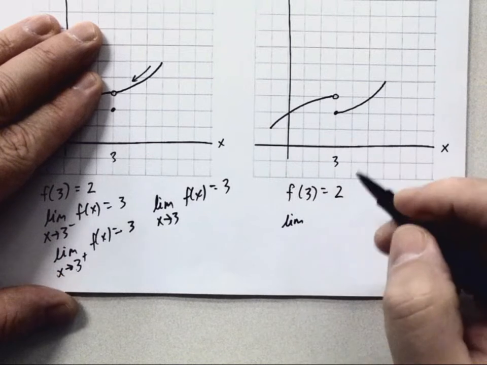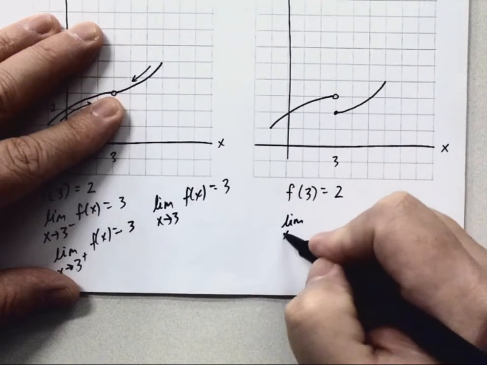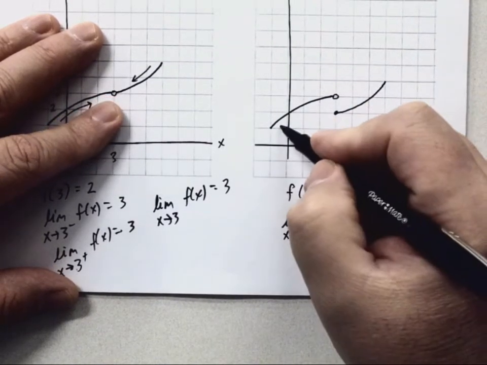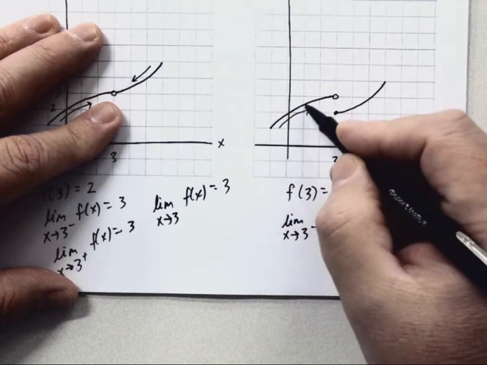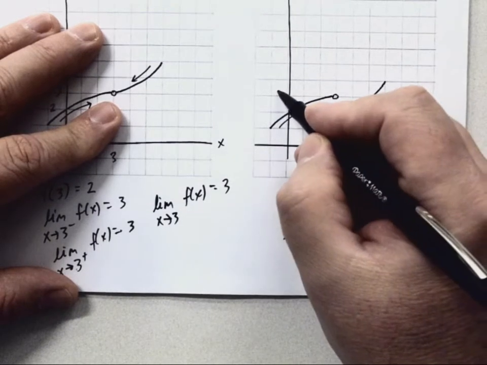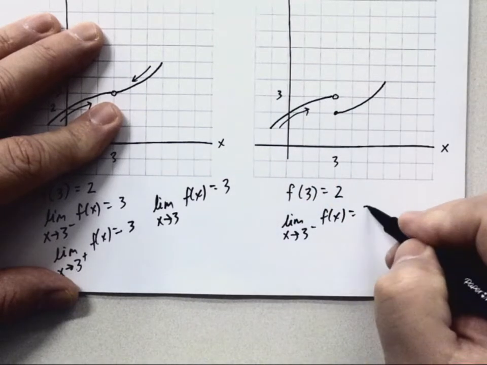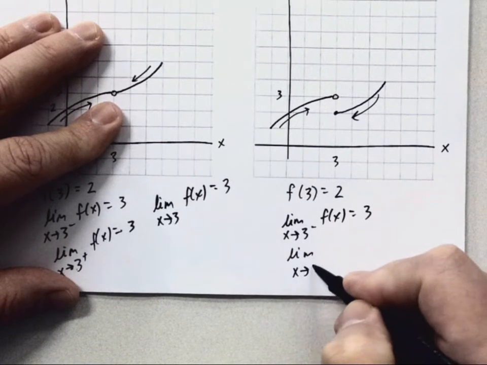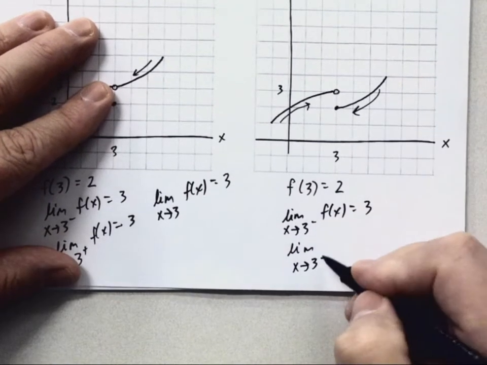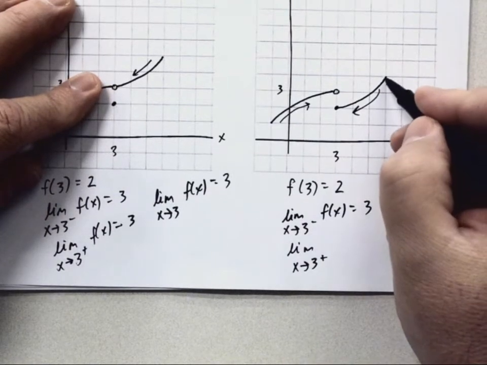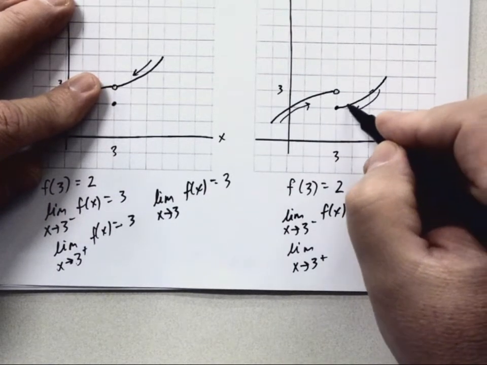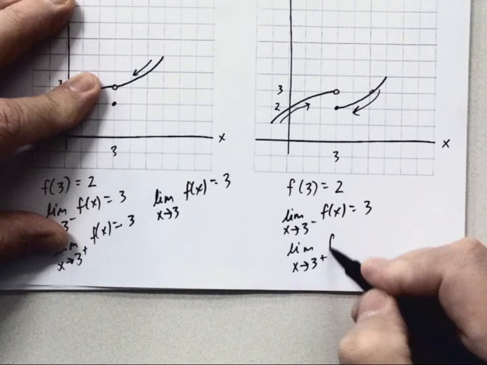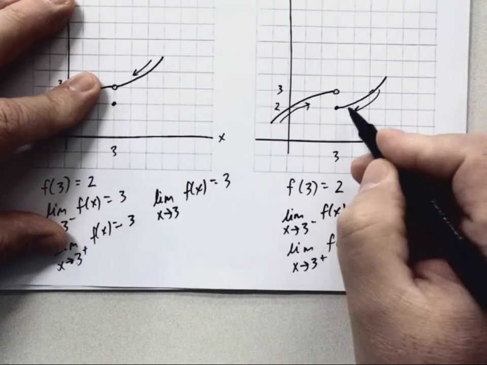Now let's look at our high and low limits as x approaches 3. So here, from the low side, as x approaches 3, what is my function approaching? 3. How about as x approaches 3 from the high side? Now look here, as x approaches 3, what's my function approaching? It's actually approaching 2.